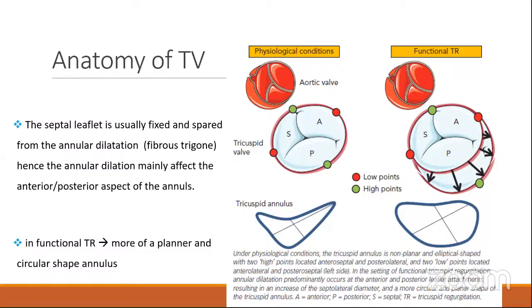When we talk about the diseases later, when the cause is functional tricuspid regurgitation, the annulus itself becomes more planar and circular instead of the saddle shape. Here you can see it.